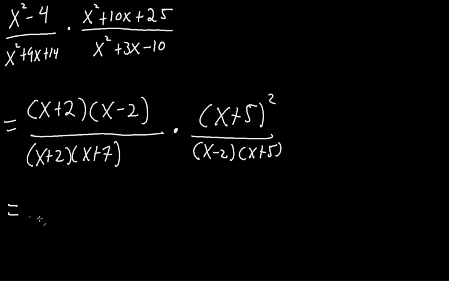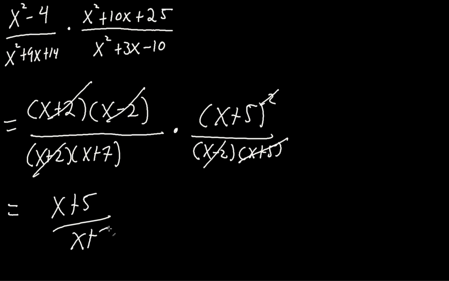Okay, so I think I've factored all 4 trinomials. Now I can just reduce what I can. I have an x plus 2 here and an x plus 2 here. X minus 2, x minus 2. X plus 5, I have an x plus 5 here, but only 1, so I can cancel the squared, and I don't have another x plus 5. I have an x plus 7 in the denominator, but I don't have one in the numerator. So this would be x plus 5 over x plus 7 as the final answer.